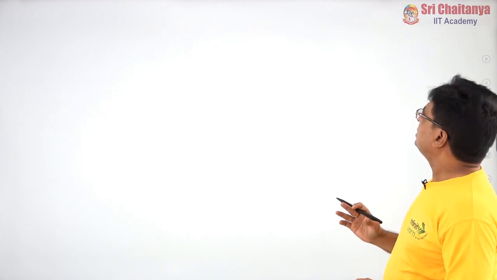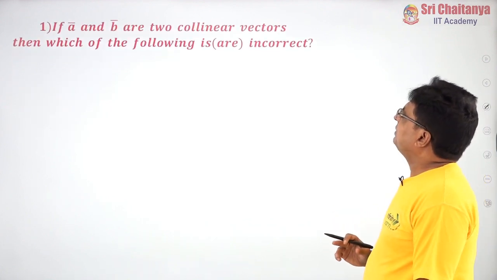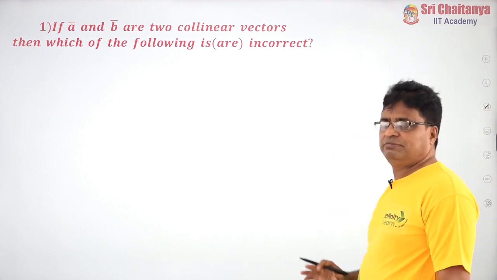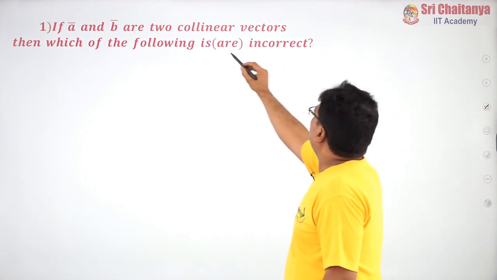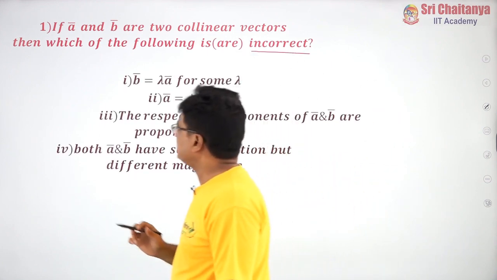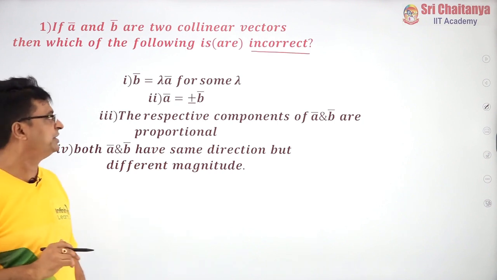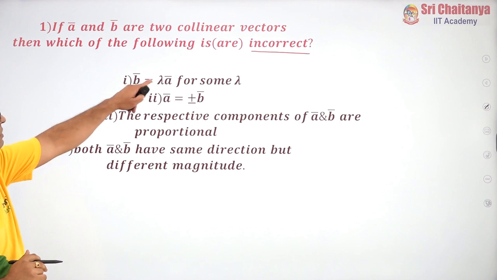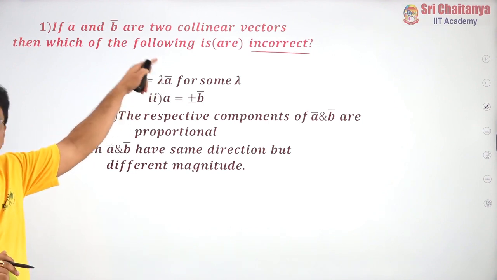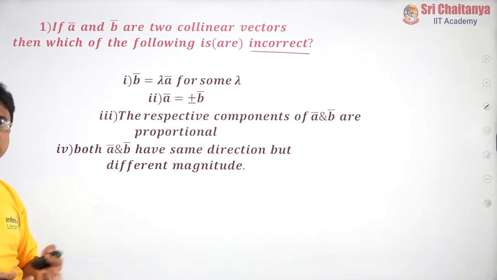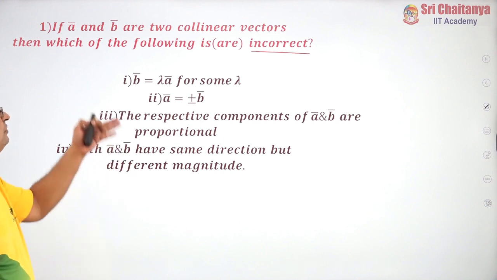So, okay my friends, now this is the first question. If A bar and B bar are 2 collinear vectors, then which of the following is incorrect? My friends, this kind of options sometimes they may ask in competitive examinations, so read all options very carefully. If only one is incorrect, then it is 'is'. If it is more than one, it is 'are'.